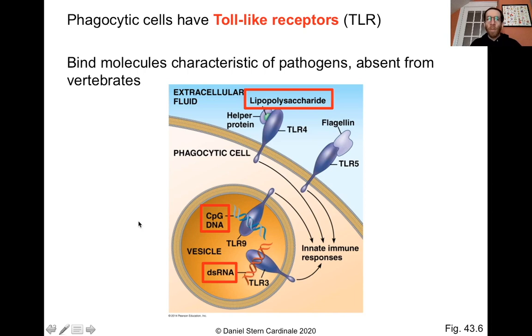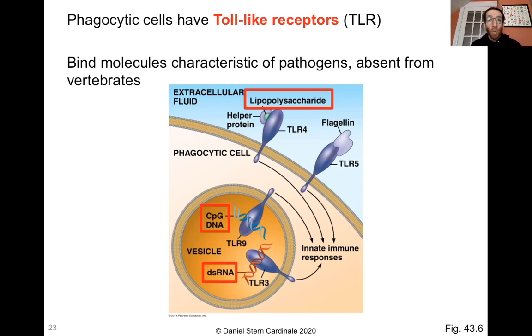What in the world is up with CpG DNA? Well, mammals, for whatever reason, minimize the amount of CpG DNA, or CG dinucleotides, sequences of two bases where it's C followed by G. Mammals minimize that in our genome. We have very little CpG in the human genome.